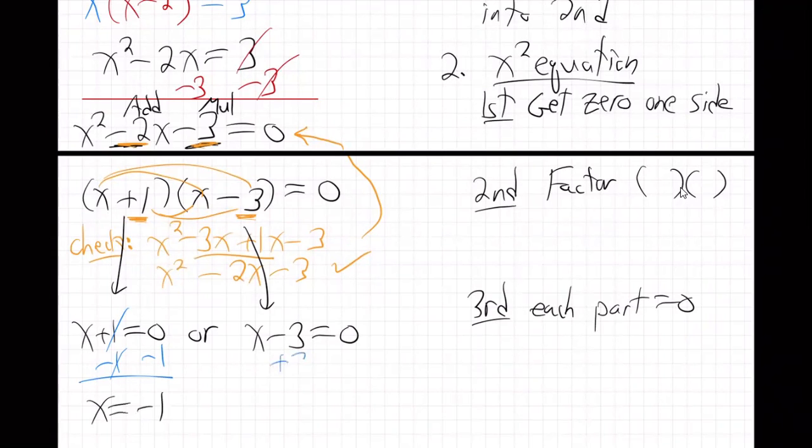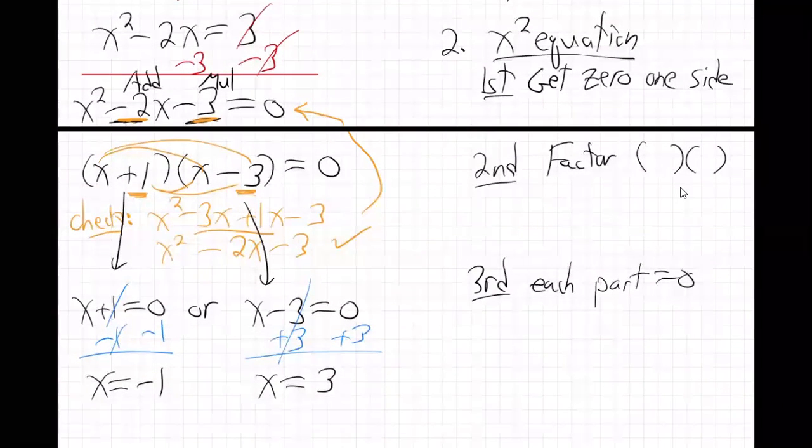-1 and add 3 to both. So -1 and 3. So there's our two x answers.